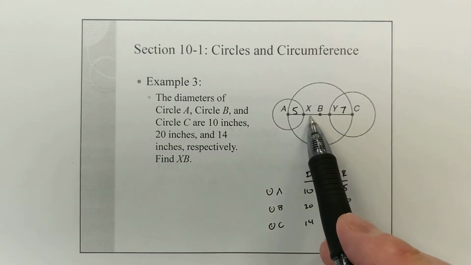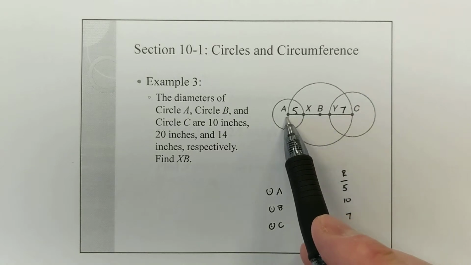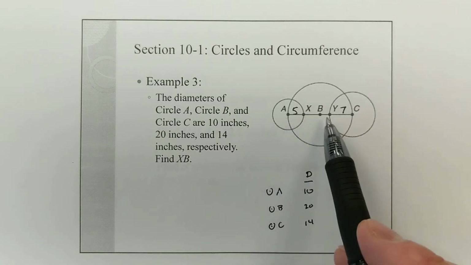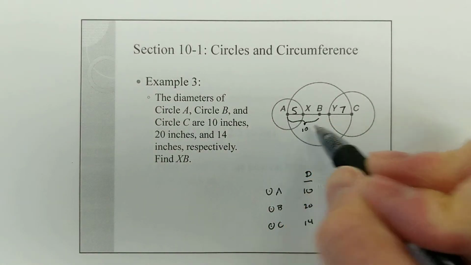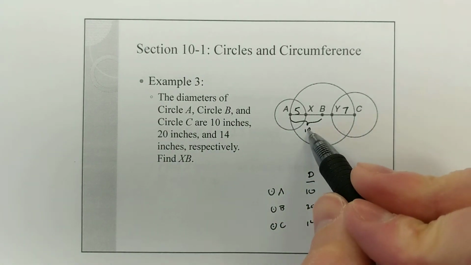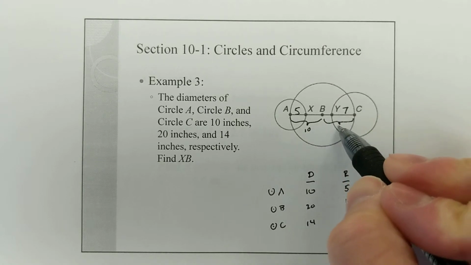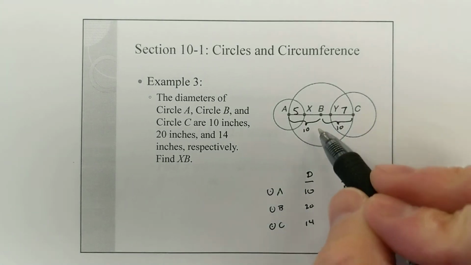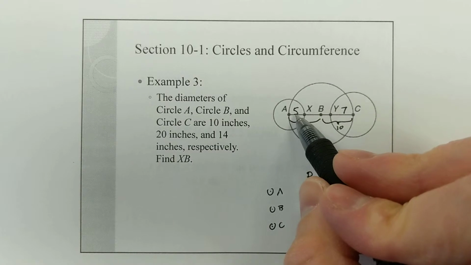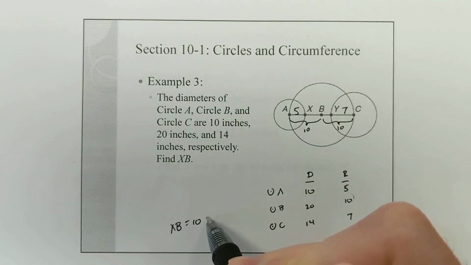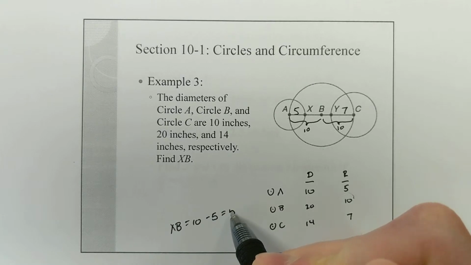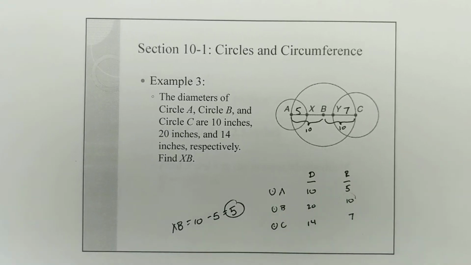Okay, so if I want to know XB, so from B to A is a radius of circle B. So it has to equal, that entire distance is 10. So if that whole distance is 10, same thing's true going that way. That way is also 10. So if that whole distance is 10, and that part of it's 5, XB is going to be 10, the whole length, minus the piece that I know. So XB is going to be equal to 5.